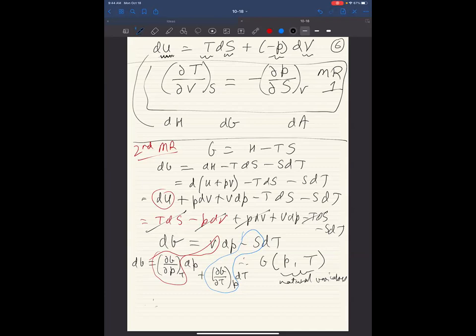So therefore, partial G by partial P at constant temperature is equal to volume, and partial G by partial T at constant pressure is equal to minus entropy. They don't have a name. They are just identities. And you will have final exam problems where I will just ask you to say, prove that partial G by partial T at constant P is equal to minus S.